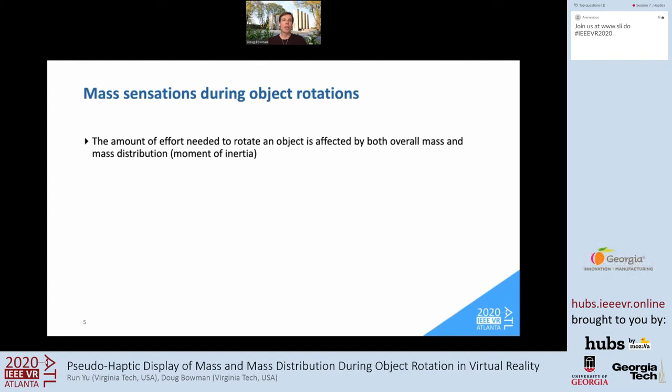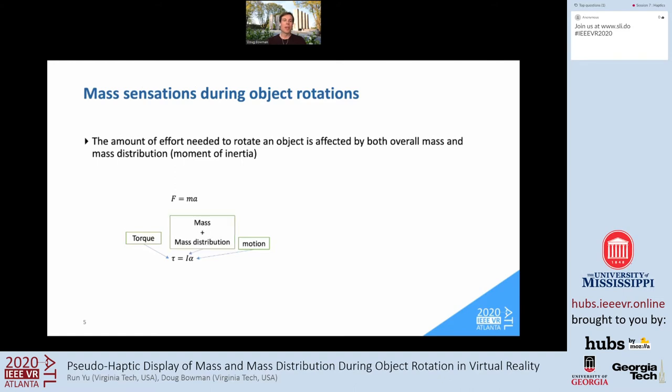So it's important to understand how this works in the real world when we're rotating objects. The amount of effort that's needed to rotate an object is affected by both its overall mass and its mass distribution. And that's captured in the concept of moment of inertia. So we're familiar with Newton's law, F equals ma. The rotational version of that, of course, is that torque equals the moment of inertia times the angular acceleration. And so we've got torque, which is the analog of force. We've got angular acceleration, which is the analog of acceleration. And moment of inertia is the analog of mass, and it incorporates both mass and mass distribution.